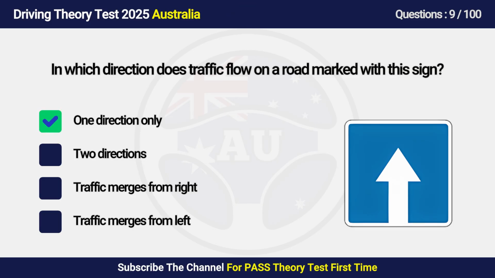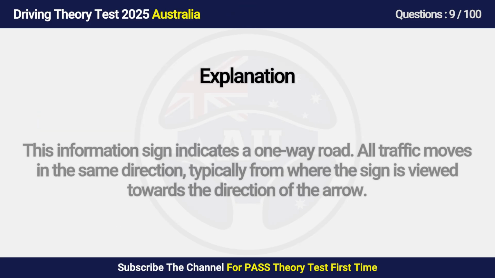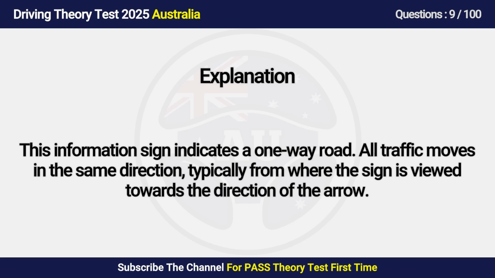Answer is A, one direction only. This information sign indicates a one-way road. All traffic moves in the same direction, typically from where the sign is viewed towards the direction of the arrow.